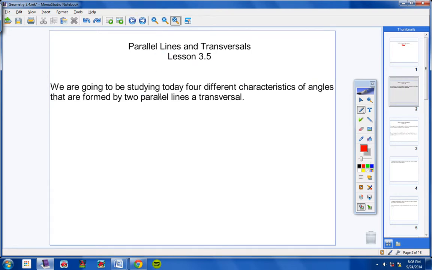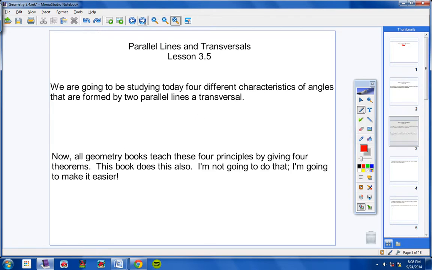Now, we are going to be studying today 4 different characteristics of angles that are formed by parallel lines and a transversal. Let me say that again. You don't need to write this down, but listen. We are going to be studying today 4 different characteristics of angles that are formed by 2 parallel lines and a transversal. And so that's what we're going to be looking at today.